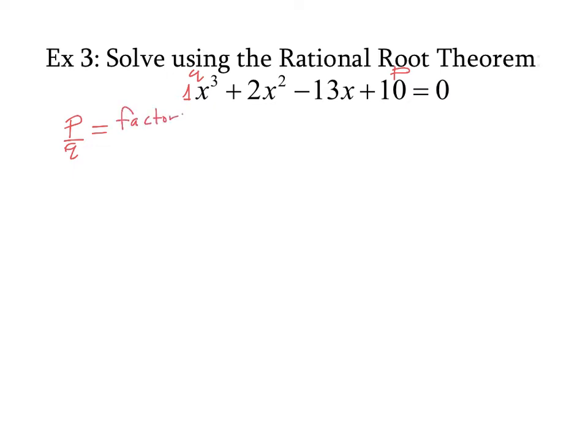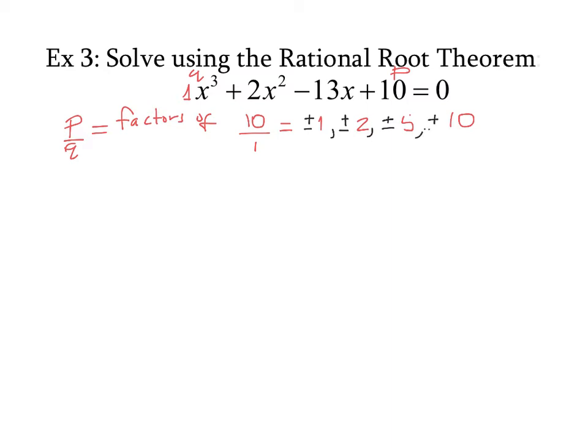So factors of 10, which is P, over factors of 1. And remember the factors of 10 are 1, 2, 5, and 10. But I also want you to remember something we always never think about. They could always be positive or negative. So positive or negative.